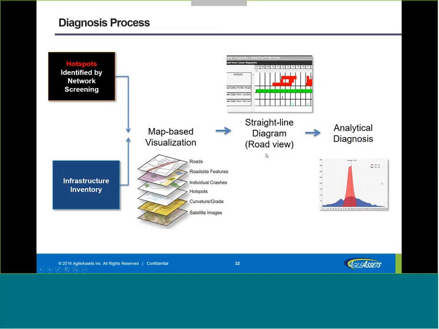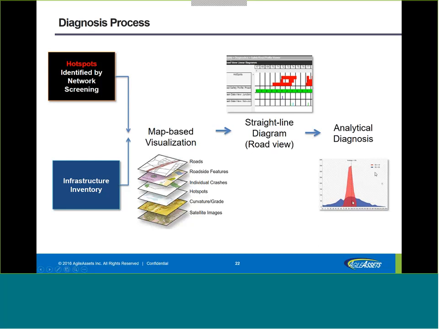In the second one, the road view or straight line view is almost similar to the map based one, but here we are looking at everything on a straight line diagram. So we can plot the hotspot and individual crashes and also the other roadway assets, and it can give a better understanding of whether there is any deficiency in your roadway features, like a missing guardrail, inadequate roadway width, or a specific median type or something else that is causing the issue. The straight line diagram will help you diagnose that.